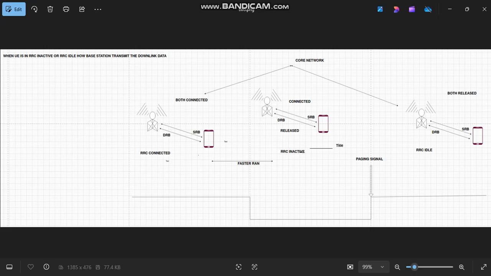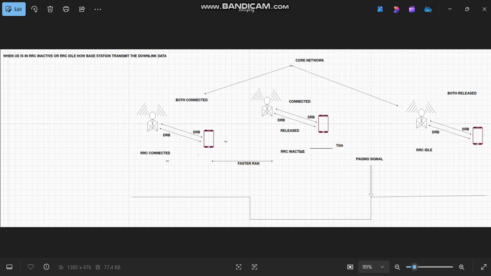But in order for the base station to transmit the downlink data to the UE at the time of RRC inactive or at the time of RRC idle, is a big question mark. So at that time, a special concept called a paging signal comes into picture, where the base station sends the paging signal to the UE. At that time, it has to become active. The UE should become active to receive the downlink data.